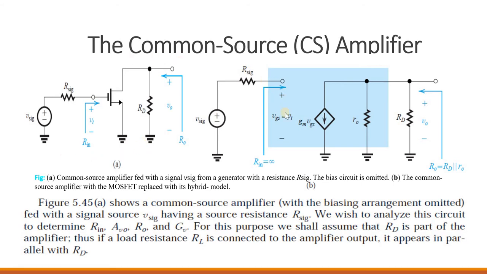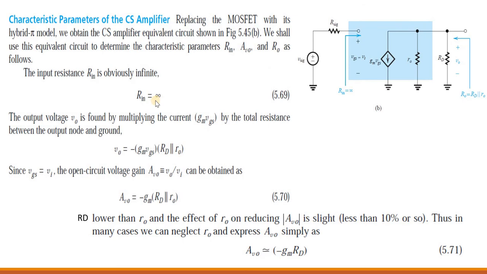You can see here the source terminal is directly grounded without a resistor. The performance characteristics for this common source amplifier without Rs we have seen already, so let us recall that once again. Rin, however, will remain infinite because the gate current is zero, so here it will be an open circuit. So the input resistance will be infinite, and the output voltage V0 is nothing but RD, which is connected in parallel to r0, into I. What is the current flowing? It is in the other direction, so it will be minus gm into VGS. Minus gm into VGS, RD parallel to r0.